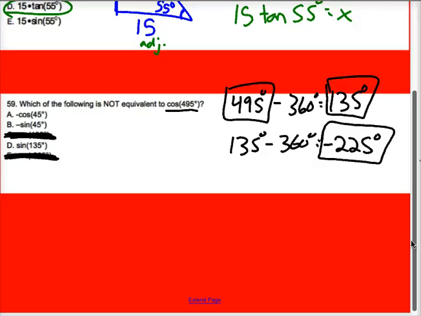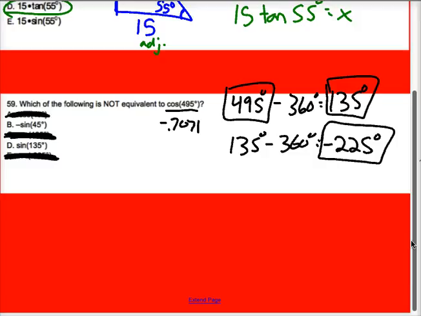For the remaining ones, now I would use the calculator for these, okay? Because you can calculate the cosine of 495 degrees. My calculator gives me about 0.7071. Well, let's see which one of those doesn't give me the same value when I type it into my calculator. So now I'm going to type in negative cosine of 45 degrees, and it gives me exactly the same thing.